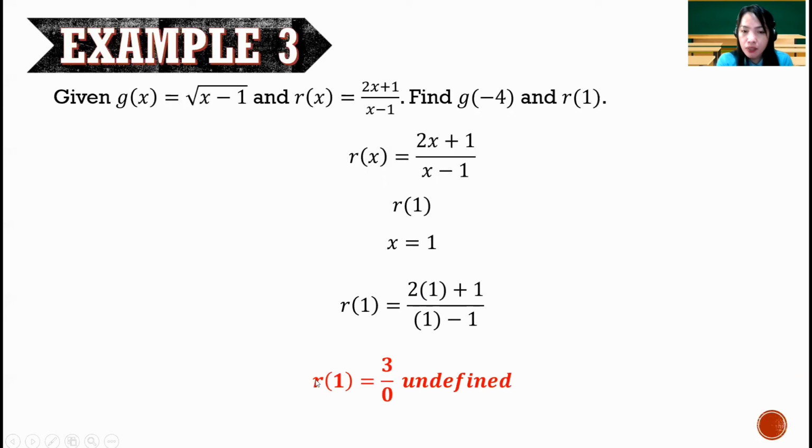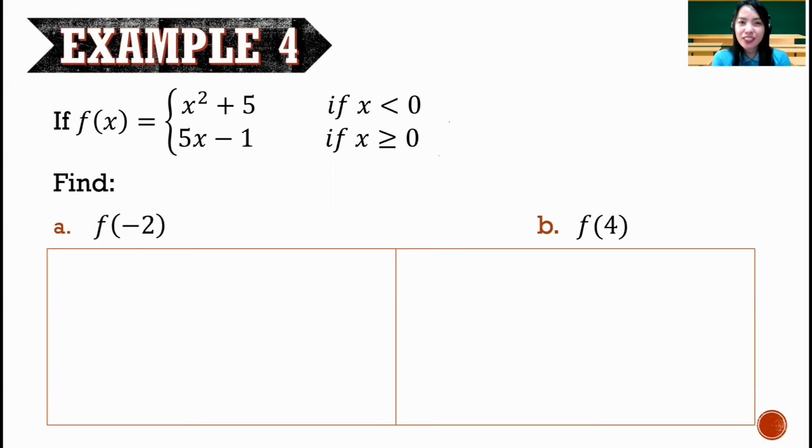Is this possible? Is the answer possible? No, this is not possible. 1 is not in the domain of the given function, because your function will become undefined. Any number divided by 0 is undefined. So this function is not possible. Let's proceed to example number 4.